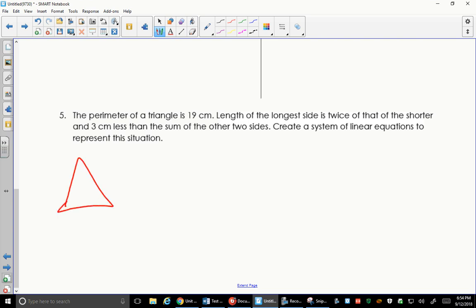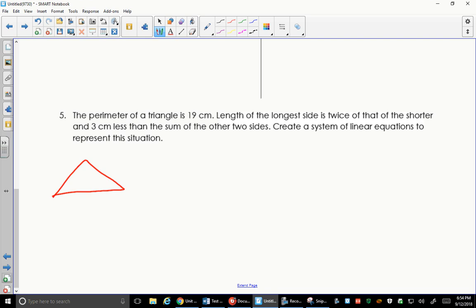So we have a triangle, and that's a terrible triangle. Let me work on that again. Yeah, remember, I wasn't too good at art. We don't know that it's a right triangle. We don't have to draw that. We can. Maybe have something like that. So we know the perimeter is 19 centimeters. The length of the longest side is twice that of the shorter, and 3 centimeters less than the sum of the other two sides. Man, okay.